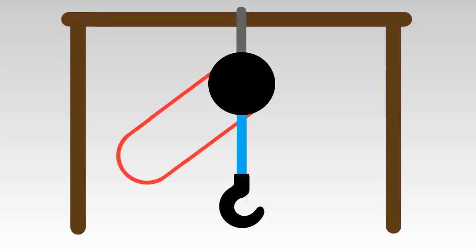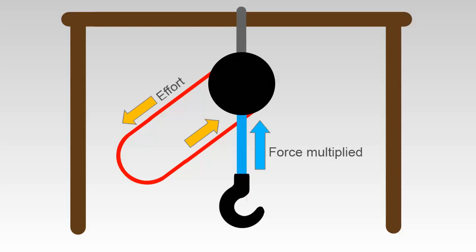In the diagram the person pulls the thin chain, that's effort. The hook lifting the mass is force, multiplied.